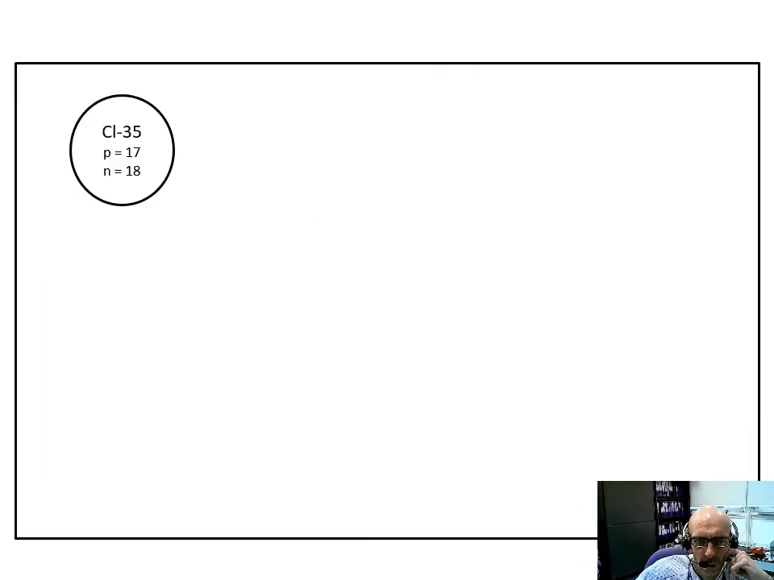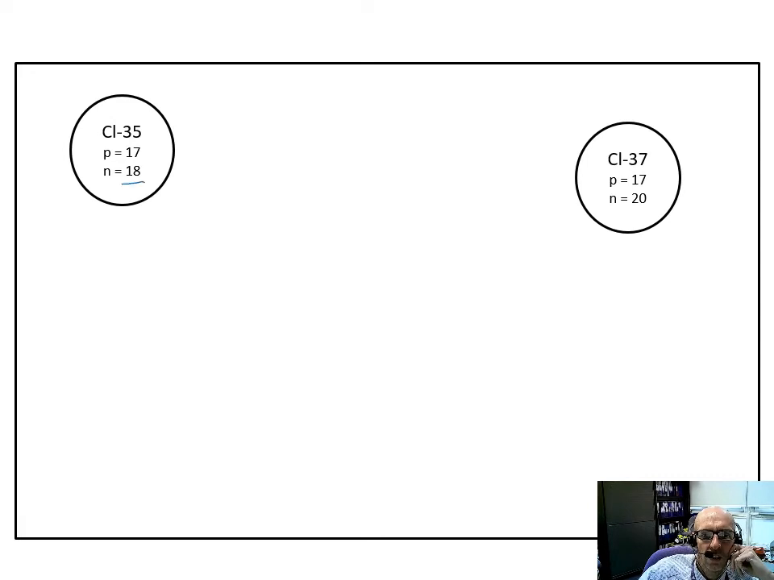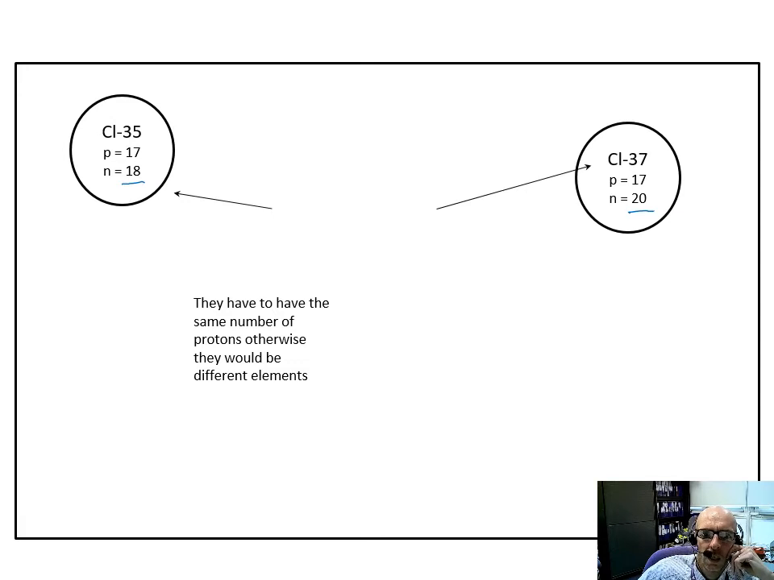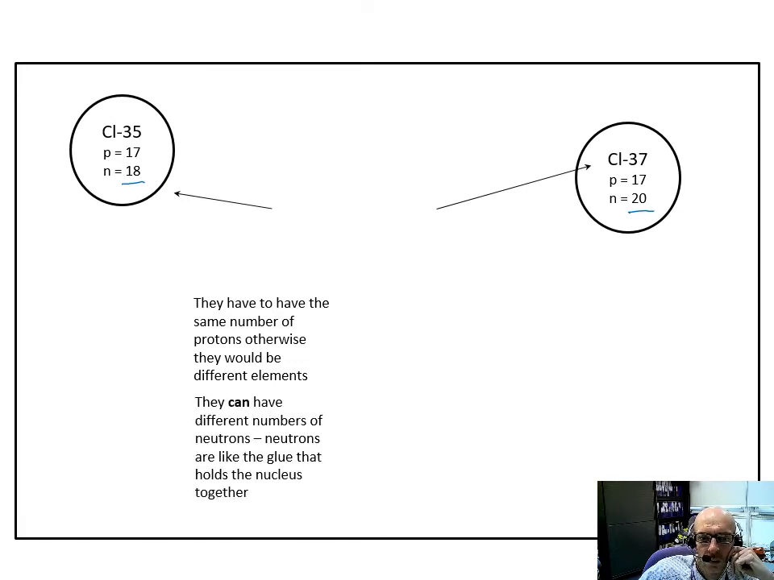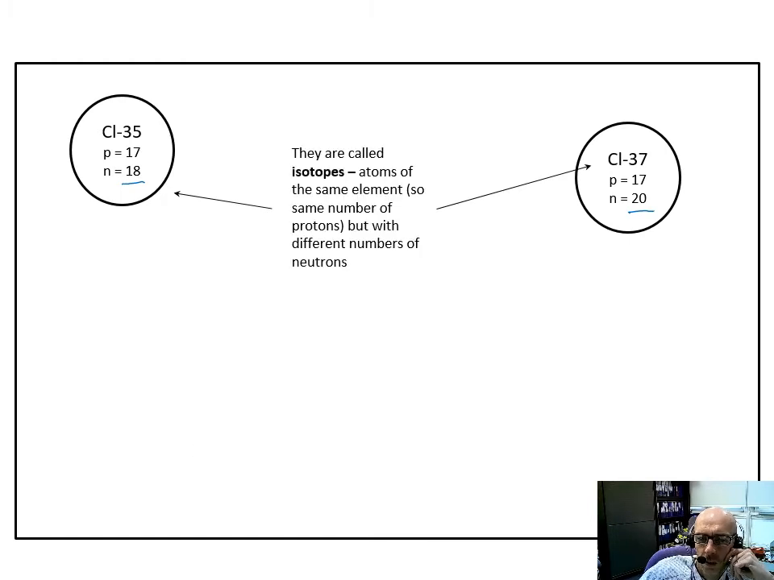Okay, so here's our normal chlorine. And there's our naughty chlorine. Not naughty, just a different isotope. 18 neutrons, 20 neutrons. Same number of protons, otherwise there would be a different element. Different numbers of neutrons. And they're called isotopes because they have the same number of protons and different numbers of neutrons. Pause and write that down as your example, please. Then unpause.